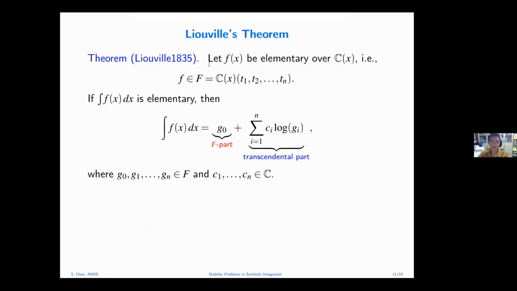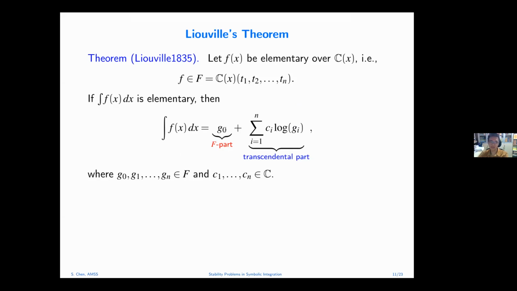So the classical foundation for symbolic integration is the following theorem, which is due to Liouville. It's called the Liouville theorem. This characterizes which kind of elementary function has an elementary integral. If f is an elementary function, and if the antiderivative of f is still elementary, then this antiderivative has a very, very special form. It has two parts.